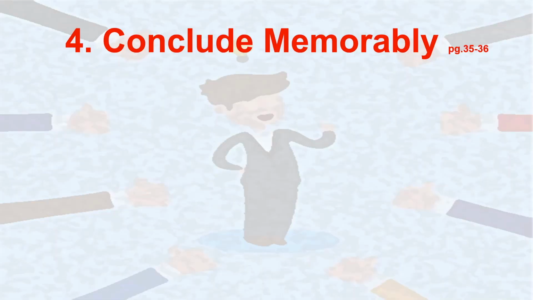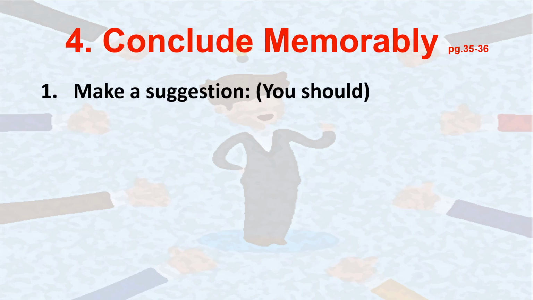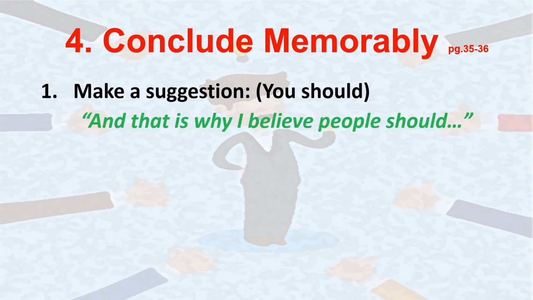The fourth step is to conclude memorably. Again, just like your introduction, you have a hook at the very beginning, something strong, something to get our attention. At the end of a presentation, you want to finish strong. You want to say something that we're going to really remember. Your book talks about 4 different strategies. The first one is to make a suggestion. Tell the audience that they should do something.